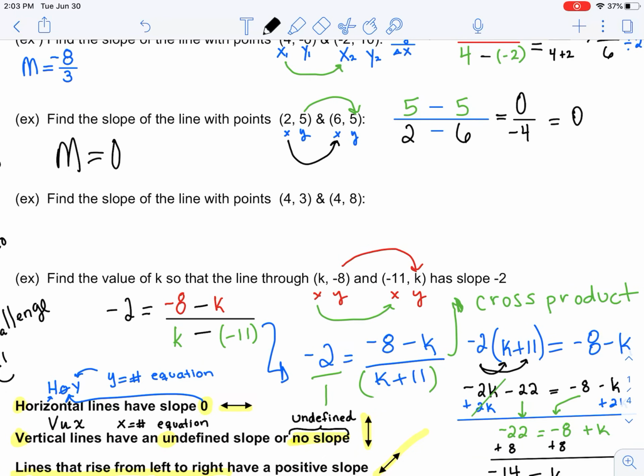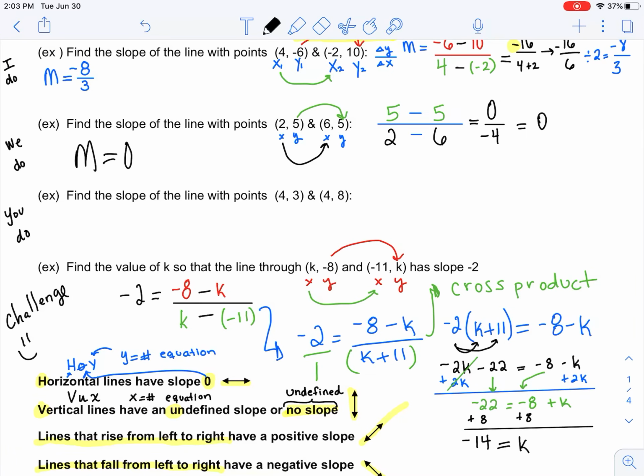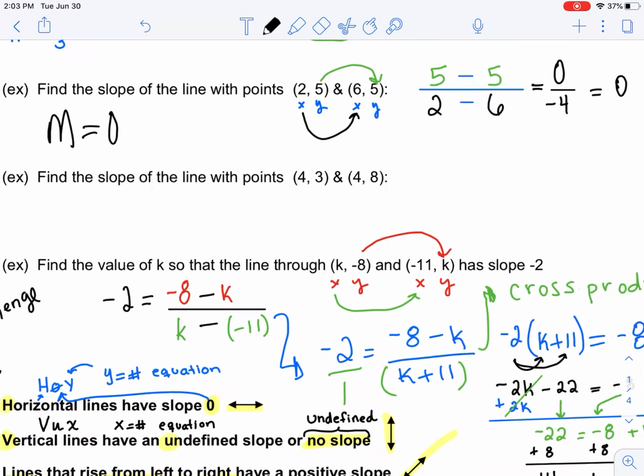All right, the next one. Find the slope of the line with points 4, 3, and 4, 8. Because I did one and we walked it through, we did one together, now I want you to pause at this time and you try the next example on your own. And then hit start when you want to see if you did it correctly.